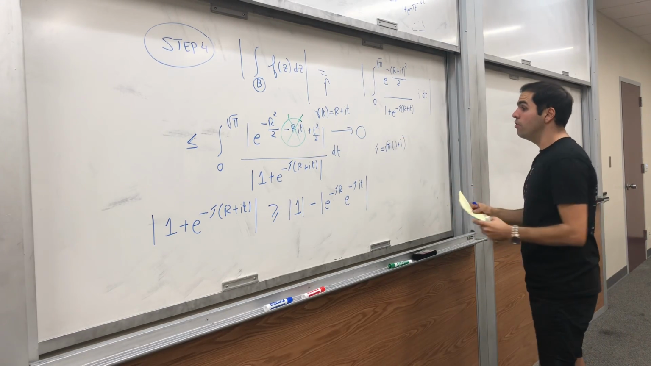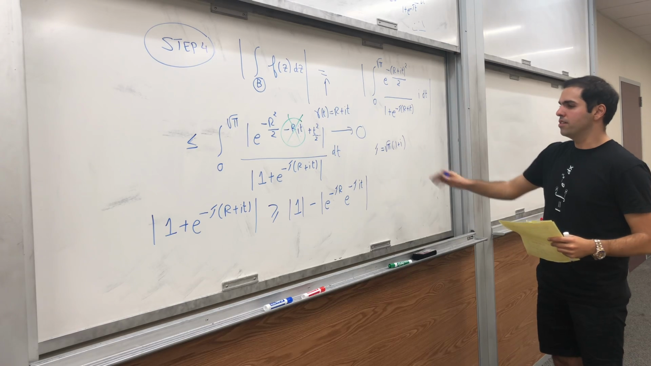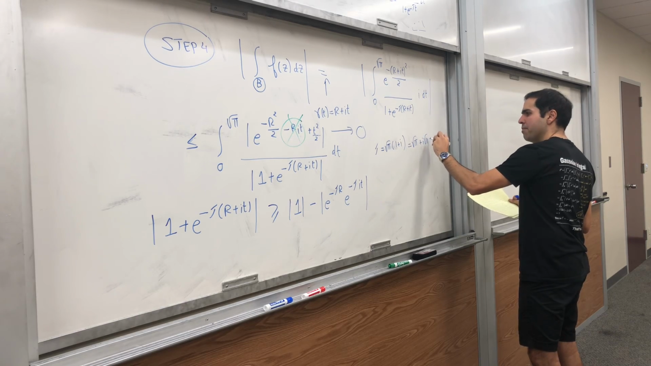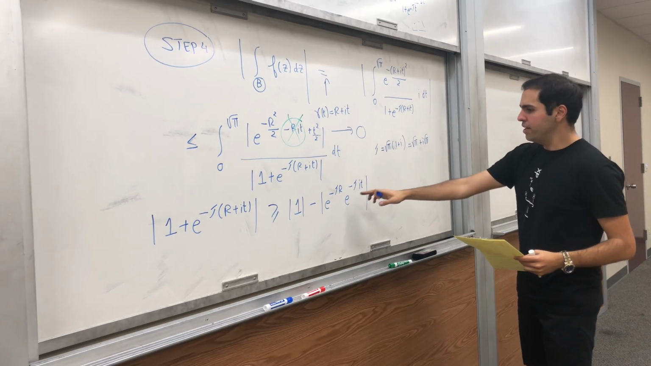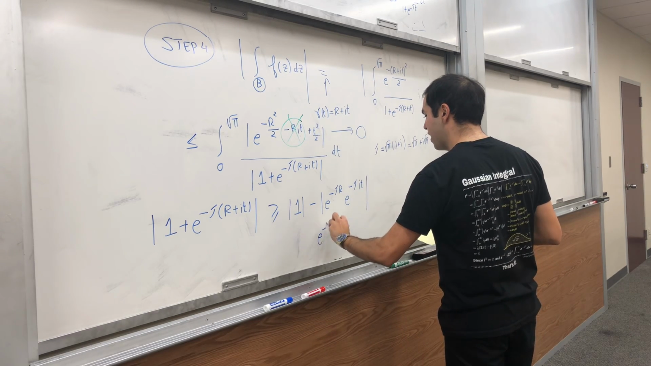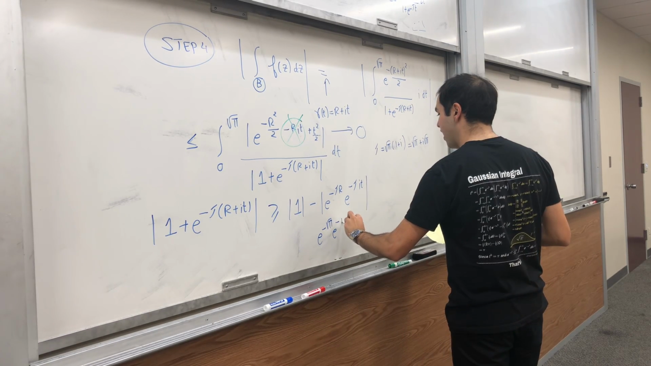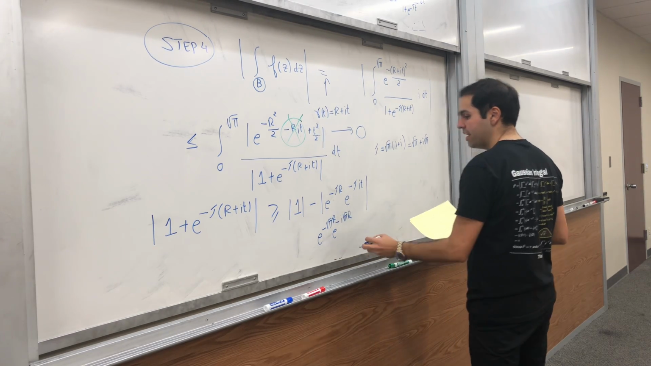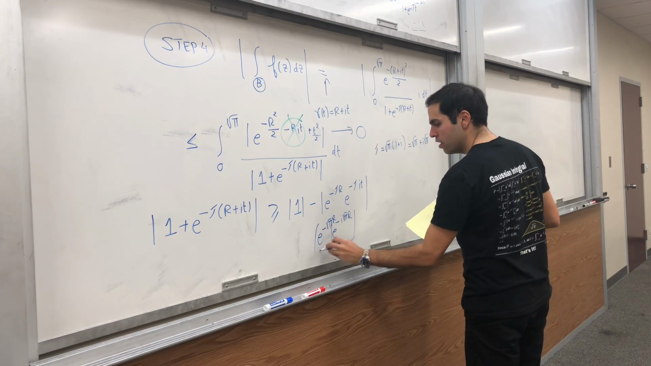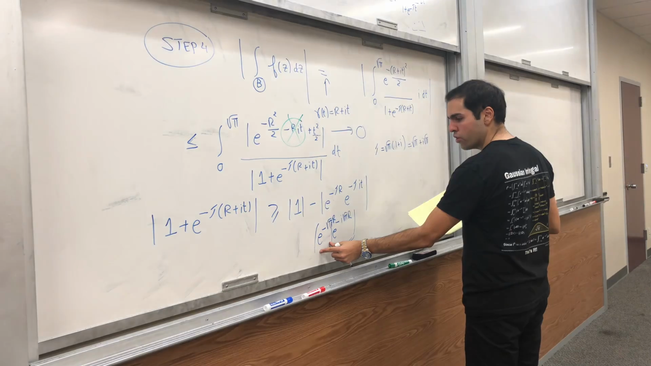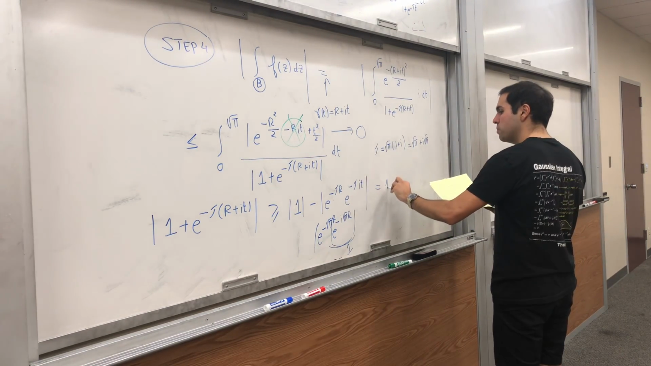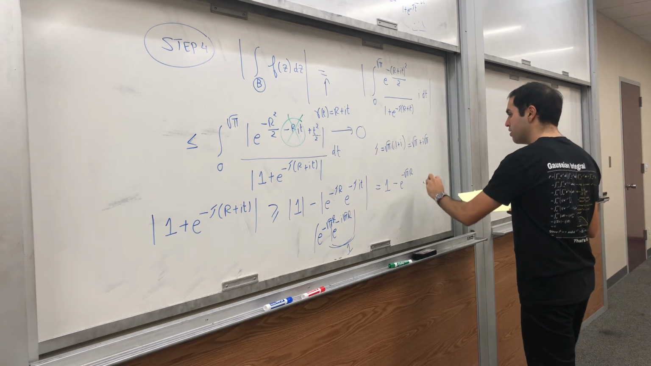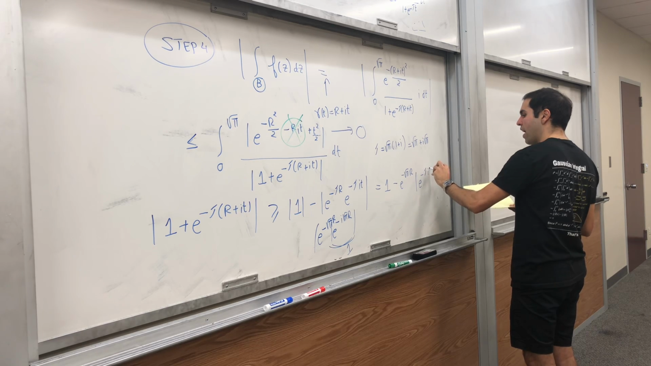Remember, tau was square root of pi times 1 plus i, so that becomes square root of pi plus i square root of pi. Now, in particular, e to the minus tau r becomes e to the minus square root of pi r times e to the minus i square root of pi r. Now, in absolute value, this is 1. And this term, well, it just goes to 0. So this becomes 1 minus e to the minus square root of pi r, and the absolute value of e to the minus tau it.